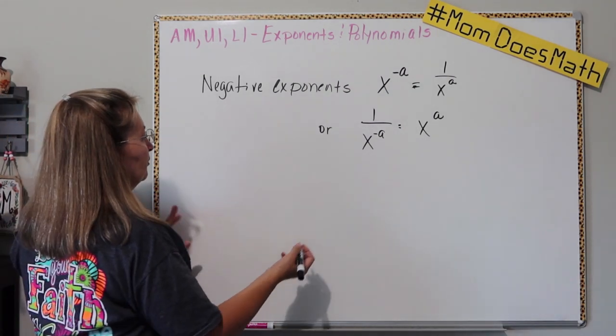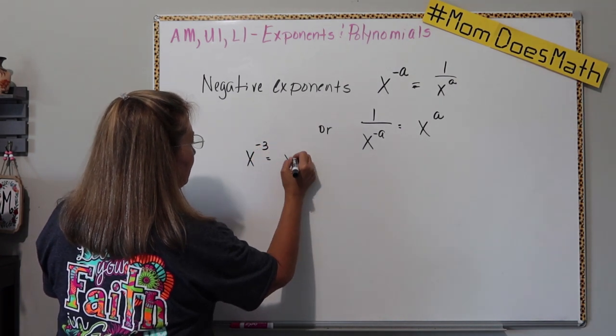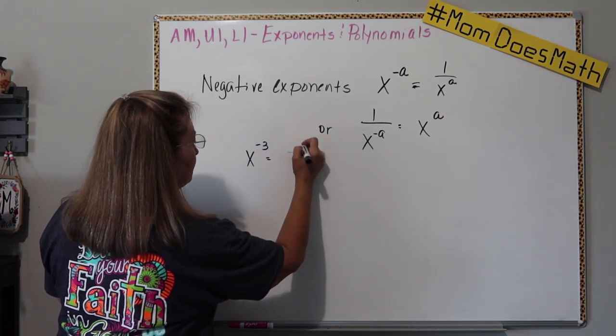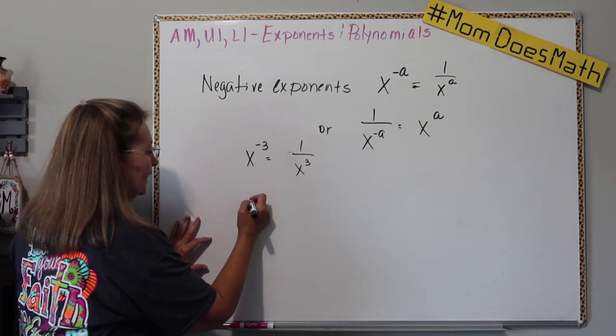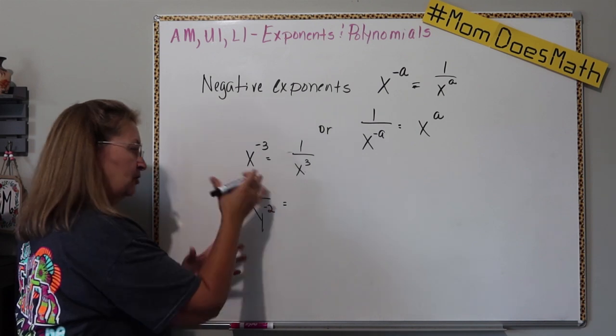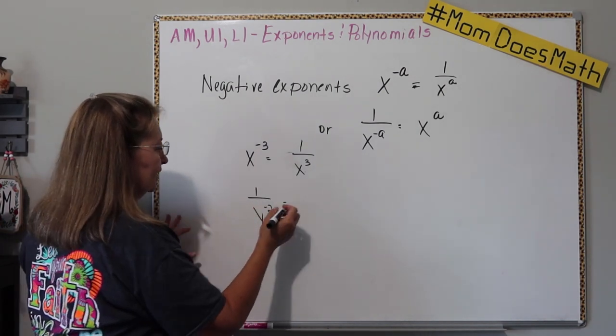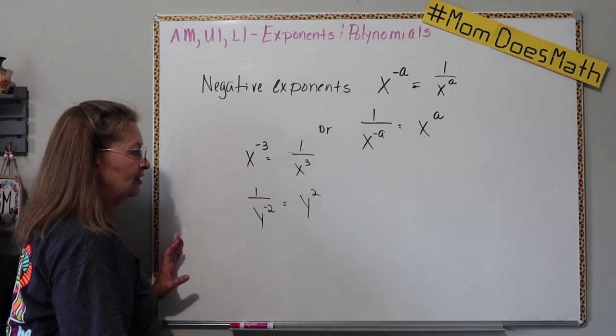Let's think of some examples for this. I could have x to the negative 3, so that would convert to 1 over x to the positive 3. I could have 1 over y to the negative 2. I'm going to move the y up. There won't be anything left in the denominator. So that would be y to the positive 2.